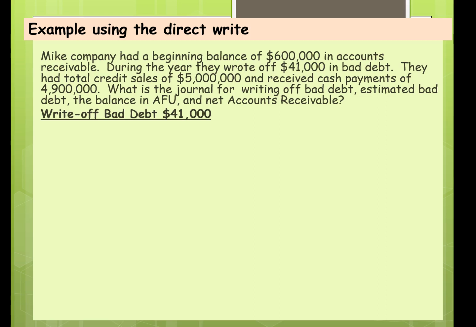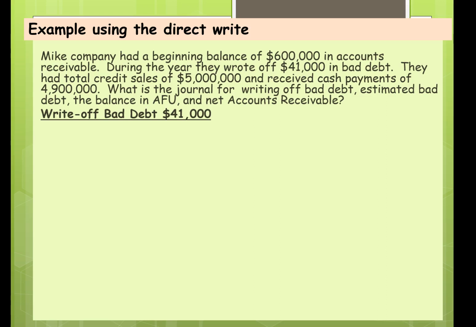Okay, we have a problem here. The company had a beginning accounts receivable balance of $600,000. During the year, they wrote off $41,000 in bad debt. They had total credit sales of $5 million, and they received cash payments of $4.9 million. What is the journal entry for writing off bad debt, the estimated bad debt, the balance in allowance for doubtful accounts, and net accounts receivable?